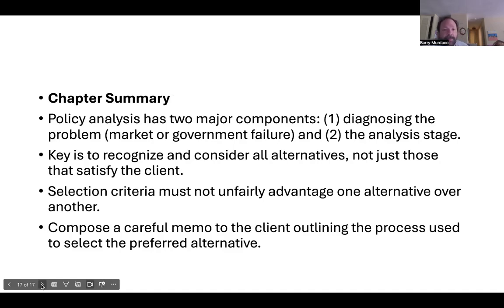But again, to sum up, policy analysis has two major components: one, diagnosing the problem, whether it's a market or a government failure, and two, analyzing the state. We talked about market and government failures more in a previous class, class 3 actually. The key is to recognize and consider all alternatives, not just those that satisfy the client. Selection criteria must not unfairly advantage one alternative over another. And compose a careful memo to the client outlining the process used to select the preferred alternative.